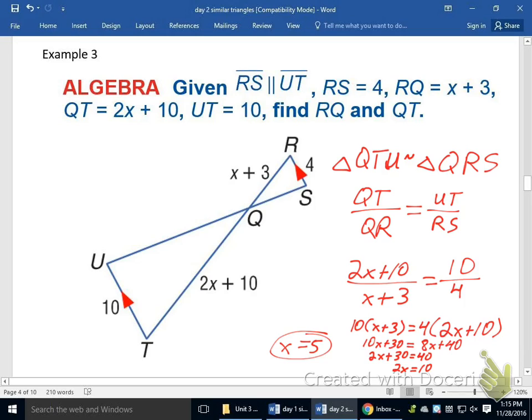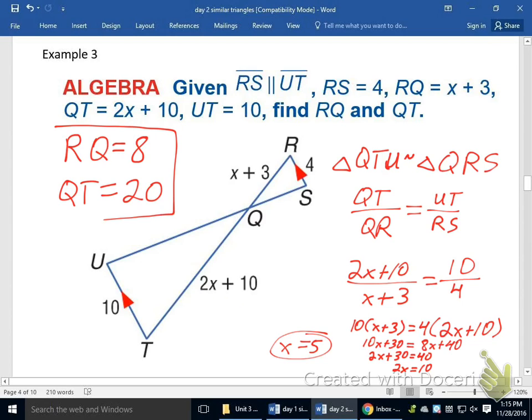It didn't say to actually find x. It wanted to know how long RQ and QT were. So I'm going to plug that back into each expression. RQ would now be equal to x plus 3, so 5 plus 3 is 8. QT is equal to 2 times 5 plus 10, so that's equal to 20. And that wraps up the problem.